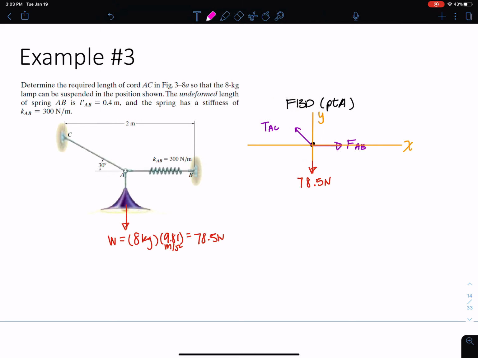Okay, so first thing I'm going to do, I'm going to go ahead and sum forces in the x direction. I only have to resolve TAC into components. And I know that this is a 30-degree angle right there. So I'm going to go ahead and directly say TAC cosine 30, TAC sine 30. I'm going to do the same thing: X forces are going to be highlighted in yellow, and Y forces will be highlighted in green.